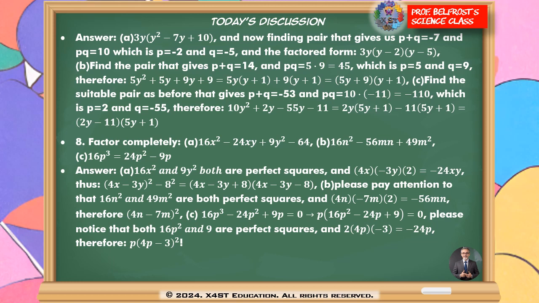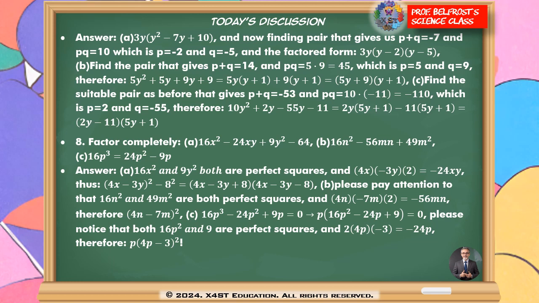Okay, also b, please pay attention to 16n squared and 49m squared. These are both perfect squares. And also notice that 4n times minus 7m times 2 is minus 56mn, which is the term in the middle. So therefore this can be factorized as 4n minus 7m together squared.